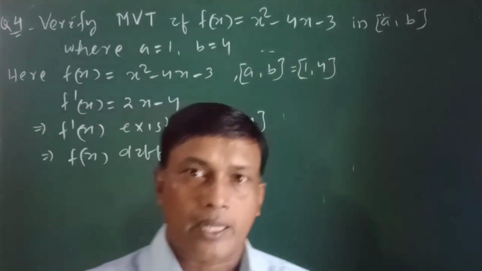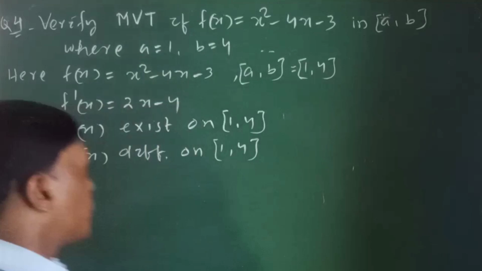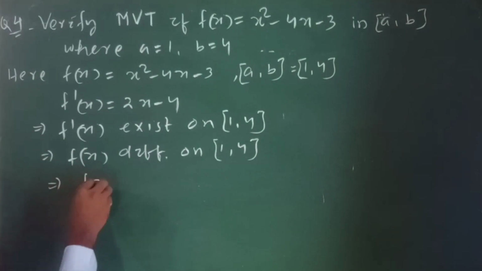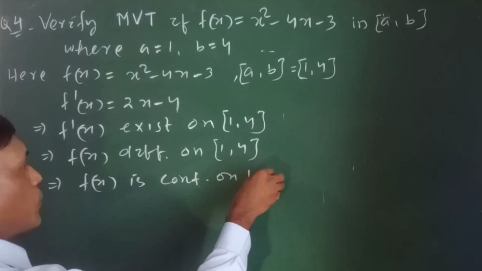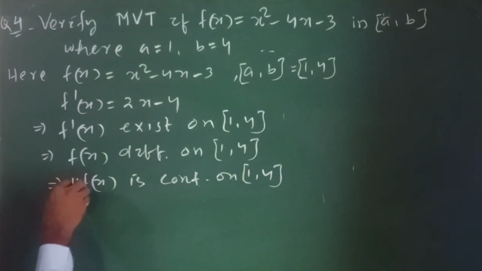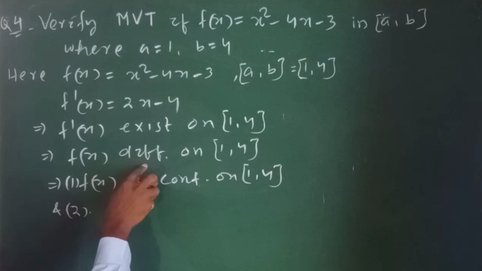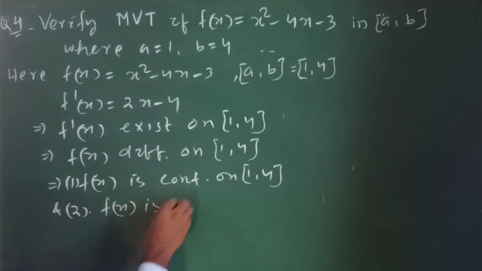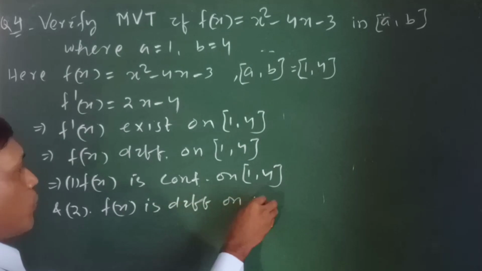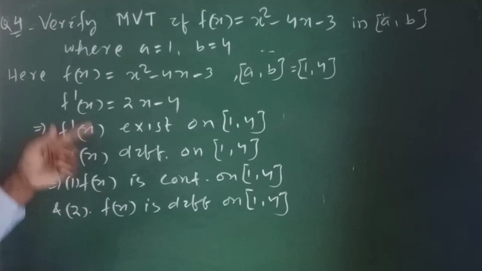But we know that if a function is differentiable, then it must be continuous. So according to this theorem, this function f of x is continuous on the closed interval [a, b]. This is the first condition. And the second condition is, look at here, f of x is differentiable on the closed interval. If f of x is differentiable on the closed interval, then this function f of x is differentiable on the open interval. So the two conditions of mean value theorem are satisfied by the function.